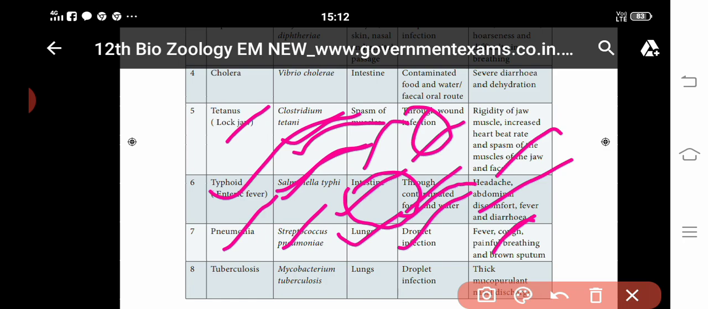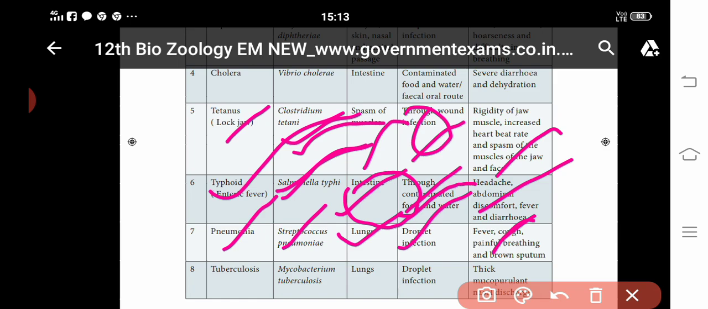The lungs have alveoli. Alveoli are small pore-like structures, air sacs present there. The droplet infection moves through these air sacs, and the air sacs are filled with fluid. So the lungs are affected. It leads to fever, cough and breathing problems. Which pathogen? The pathogen is called Streptococcus pneumoniae. So Streptococcus pneumoniae causes pneumonia.